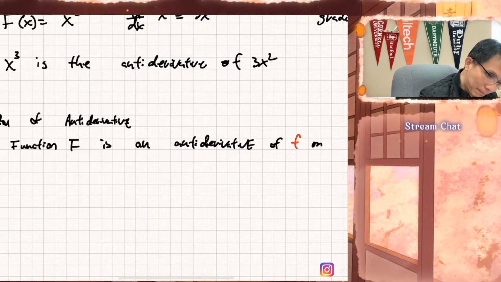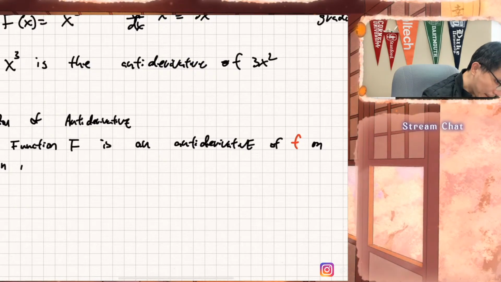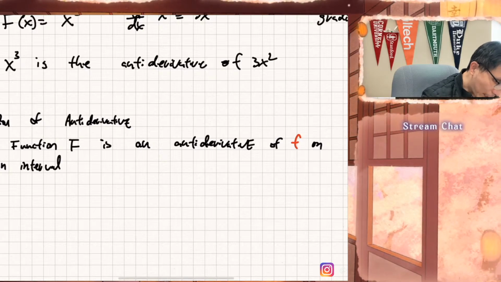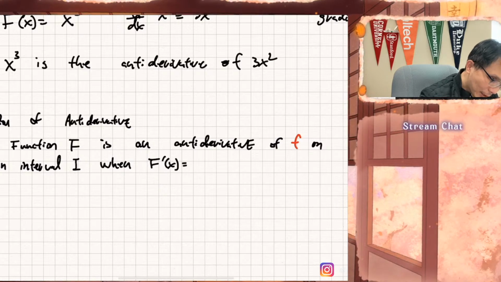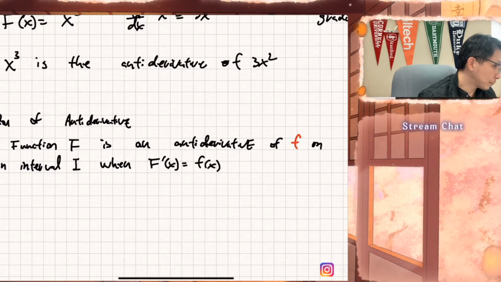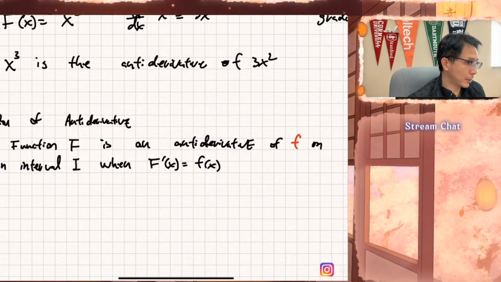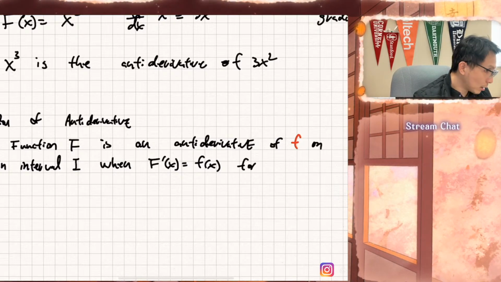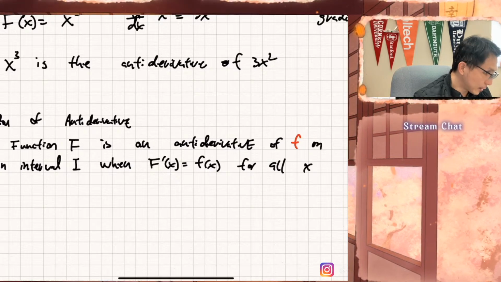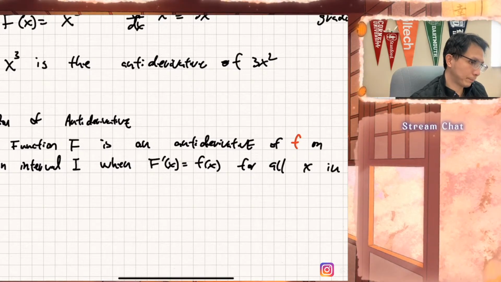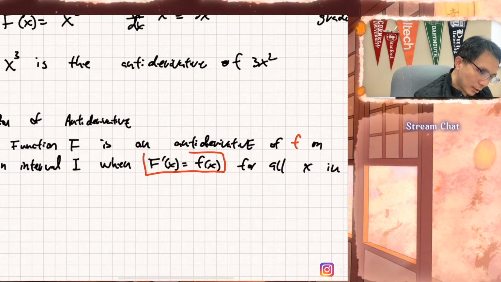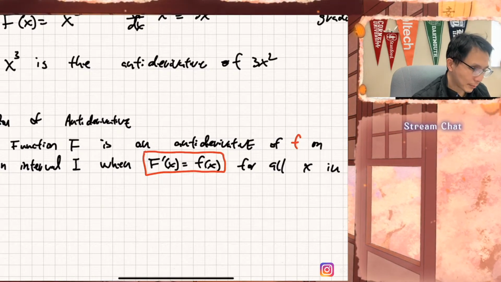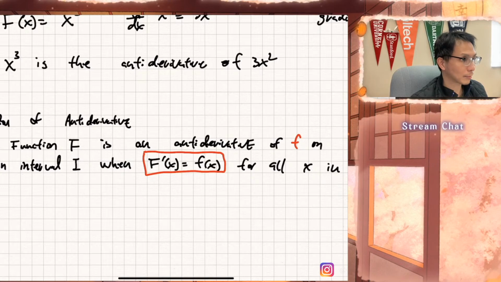On an interval, and we're going to call it interval I, when big F prime of x is also equal to f of x for all x in the interval I. So the key thing for you to understand is that sometimes I write down big F prime of x, sometimes I write down f of x.